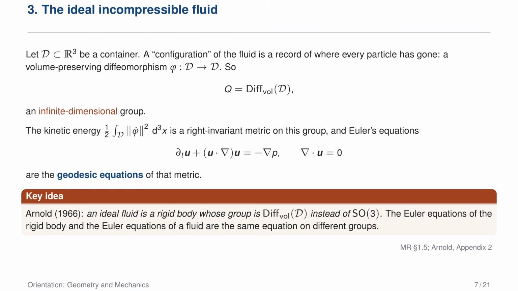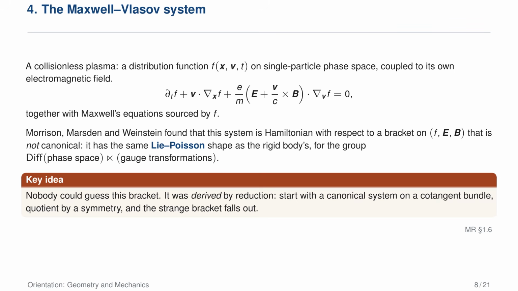Fourth system, a collisionless plasma, described by a distribution function on single particle phase space, coupled to the electromagnetic field that the plasma itself generates. The Vlasov equation says the distribution function is transported along the flow generated by the Lorentz force, and Maxwell's equations are sourced by that same distribution function.